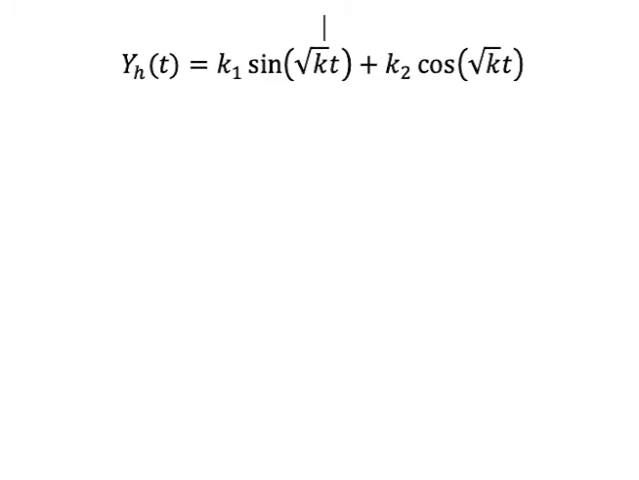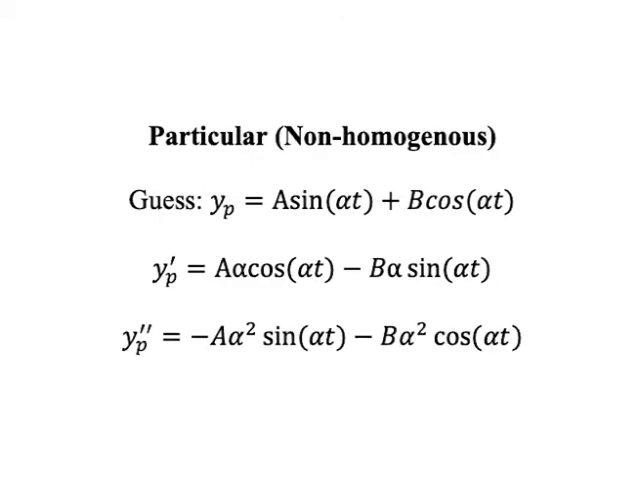Well, we know from the extended linearity principle that the actual function y of t is equal to any homogeneous solution plus a particular solution. So now let's go and solve for the particular solution. With the forcing function equaling sine of alpha t, we guess for the particular solution that it must be something like a times sine alpha t plus b times cosine alpha t, which would give us a first derivative of a alpha cosine alpha t minus b alpha sine alpha t, and then a second derivative of negative a alpha squared sine alpha t minus b alpha squared cosine alpha t.